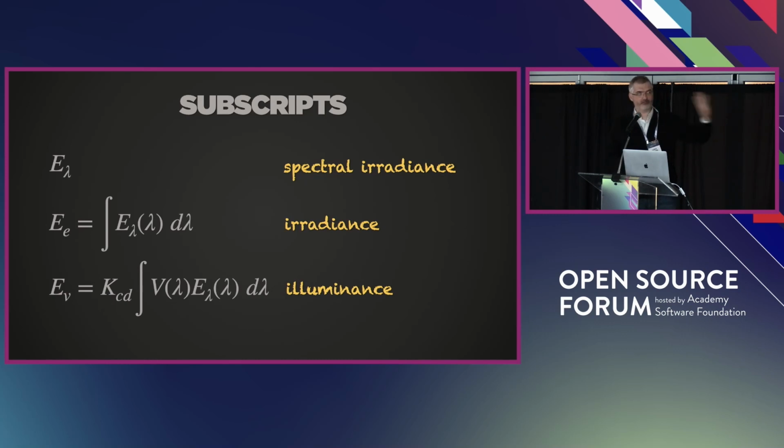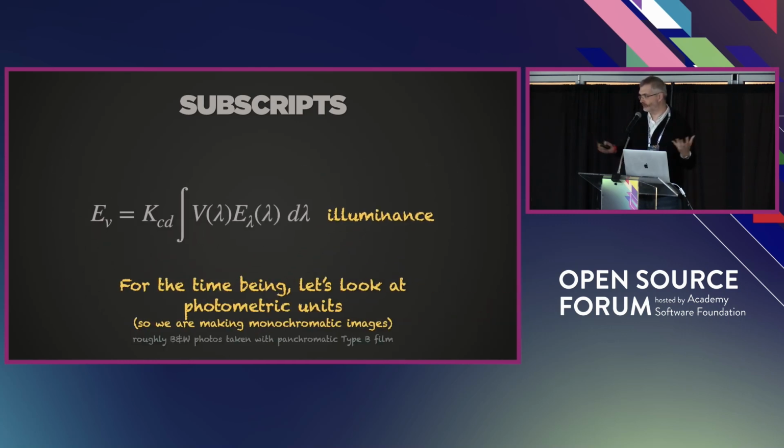But if you believe in such a thing as a standard human, the standard human perceives brightness proportional to that V lambda thing. And so if we want to talk about pictures, it's appropriate that we talk about this underbar V thing that is the brightness. It's approximately the shade of gray in a black and white picture from panchromatic film, if you know what that is.